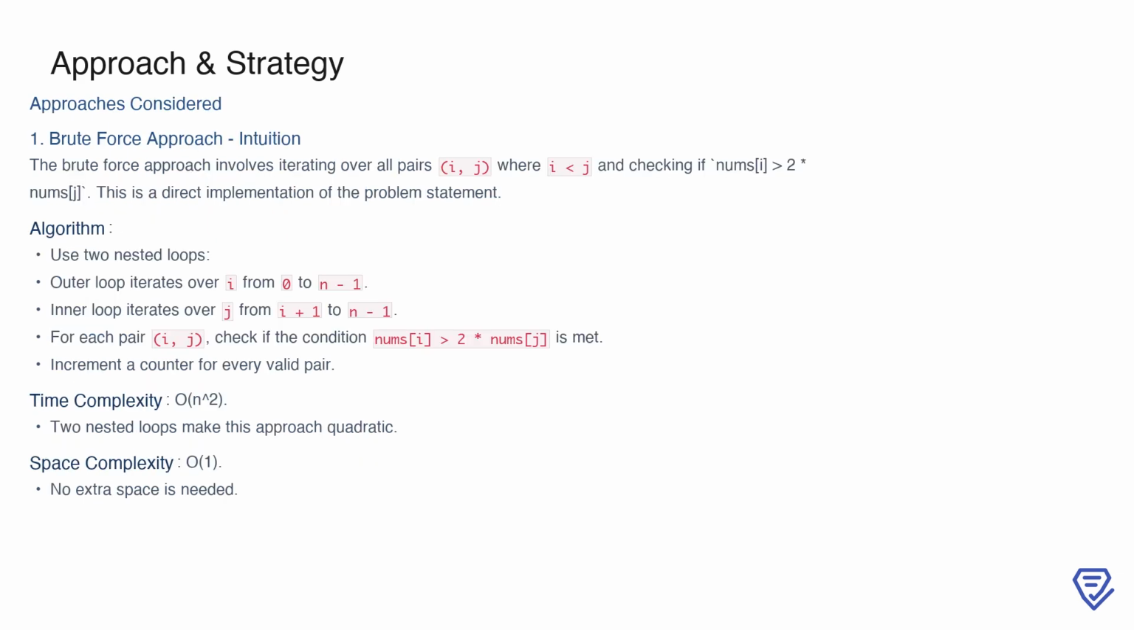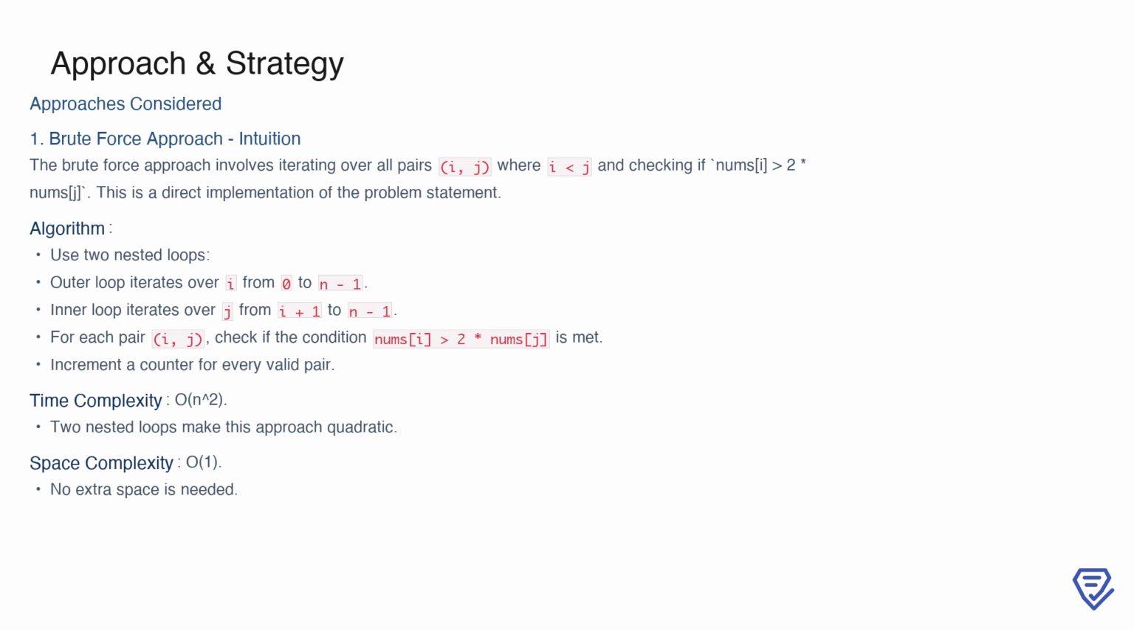To begin, the brute force approach provides a straightforward way to solve the problem by directly following the problem definition. Here, we iterate over all possible pairs of indices (i, j), where i is less than j, and check if the condition nums[i] > 2 * nums[j] holds true. The algorithm uses two nested loops. The outer loop picks each index i from 0 to n-1, and the inner loop checks all subsequent indices j from i+1 to n-1. For every valid pair, we simply increment a counter.